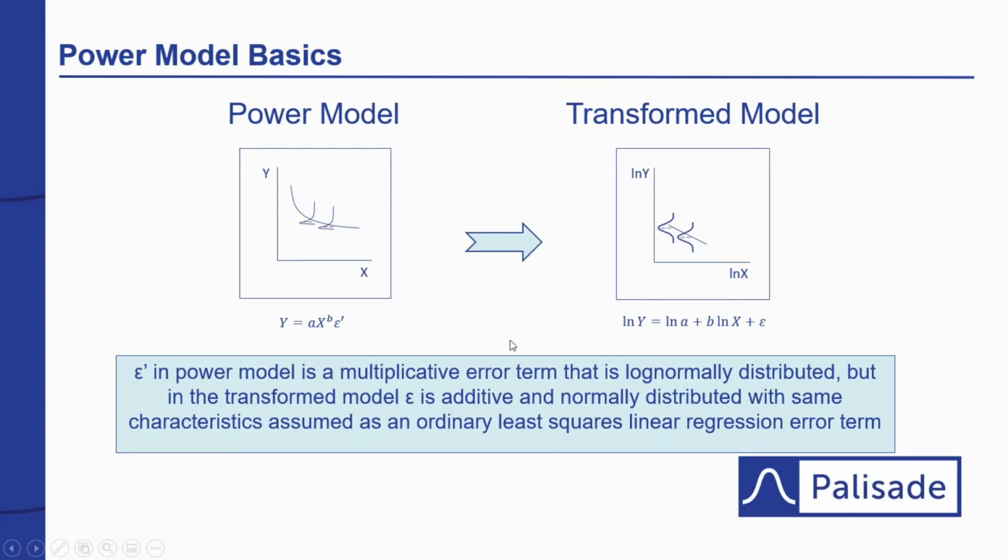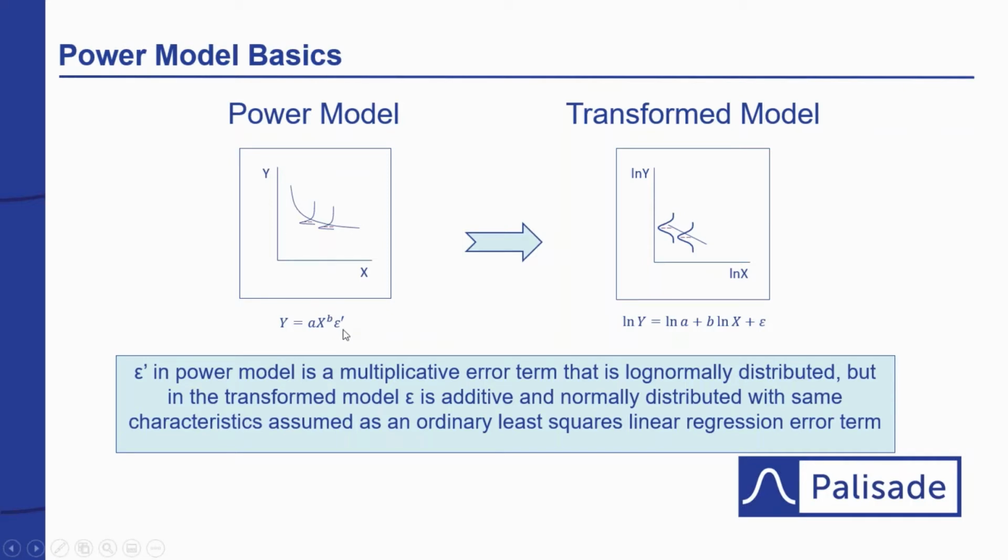is that when you go back and talk in terms of the power model now, which is where you need to be because those are the hours or the dollars that you really want to work with, when you work with the power model, it's not an additive error term anymore. It's a multiplicative log normal error term.